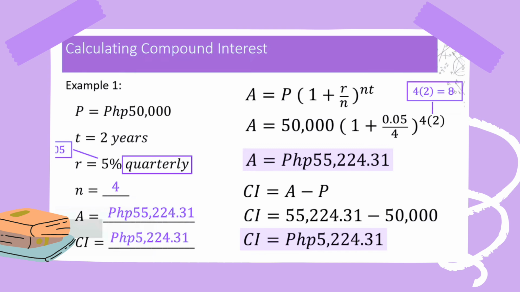So, kailangan dito is calculator. Dapat meron tayong exponent sa calculator. So, gagamit tayo ng calculator using PEMDAS: parenthesis, exponent, multiplication, division, addition, subtraction. Unahin natin yung nasa loob ng parenthesis. So, sa loob ng parenthesis, meron tayong plus, divide. So, unahin natin yung divide.